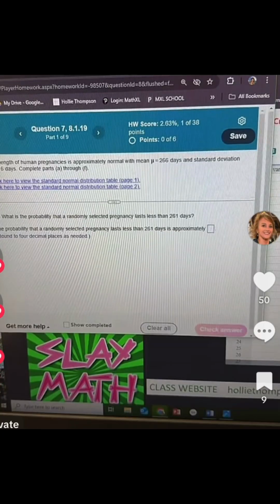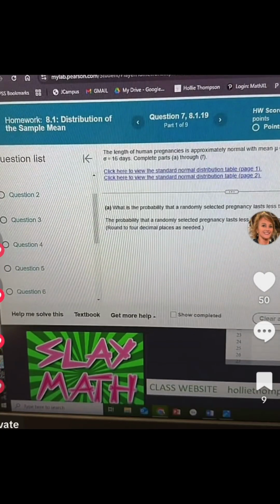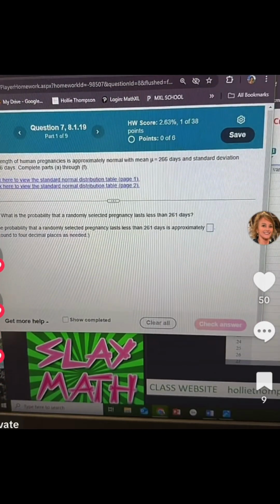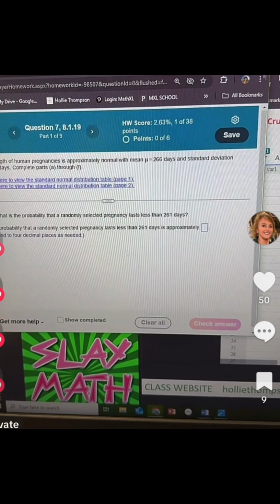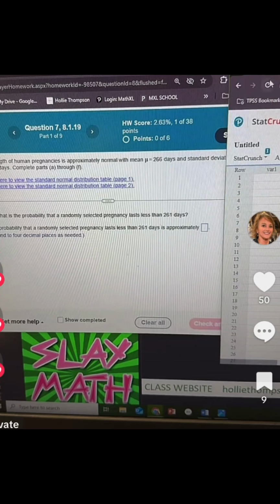Let's do stats 8.1. We are doing the distribution of the sample mean, 8.1. We're using StatCrunch, so we're not even going to use these two links. You do that if you're doing it with the graphing calculator. We're going to open up a new tab, StatCrunch. If you have to log in, you just use your MyMathLab login information.